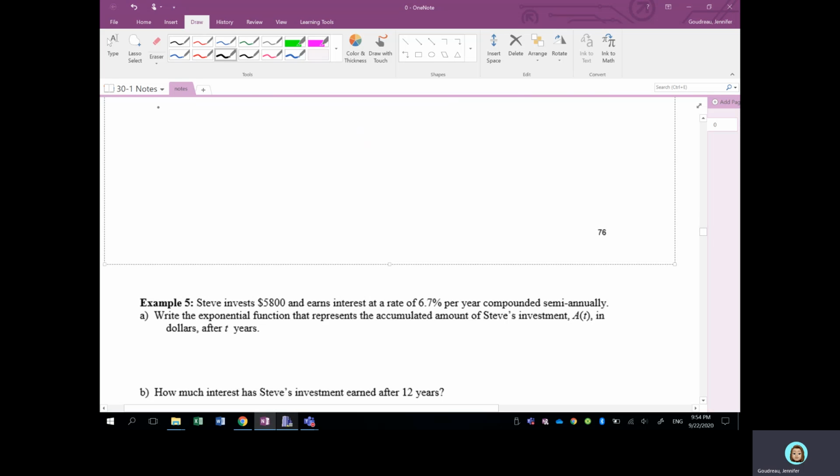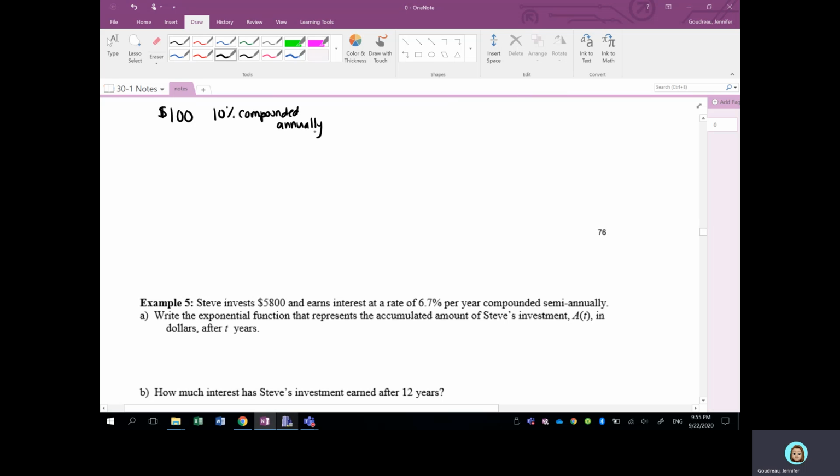Here's how compound interest works. Let's say I borrow $100 and the bank is going to lend me that, but at 10% compounded annually. So every year, my interest is going to compound.